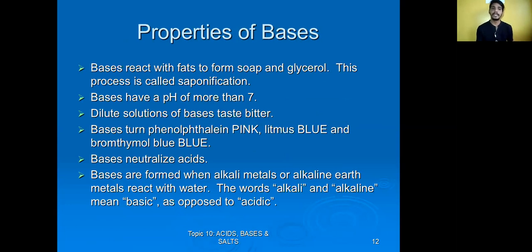Bases have a pH of more than 7. Dilute solutions of bases taste bitter. Bases turn phenolphthalein pink, litmus blue, and bromothymol blue. These are the indicators to identify the bases: phenolphthalein gives the pink coloration, litmus paper gives the blue coloration, and bromothymol blue will remain blue only. Bases neutralize acids, we know that, that's why we use Gelusil for digestion. When there is an acidity problem, we use bases to neutralize it.